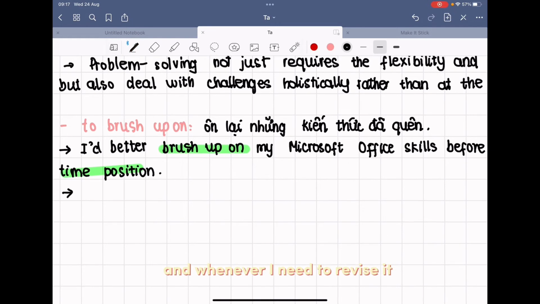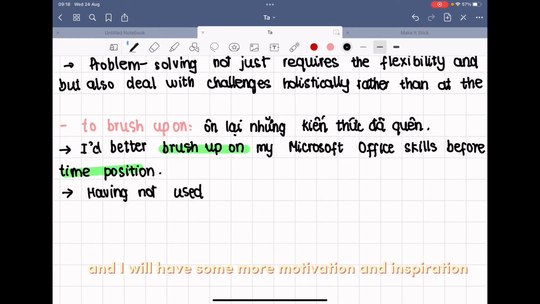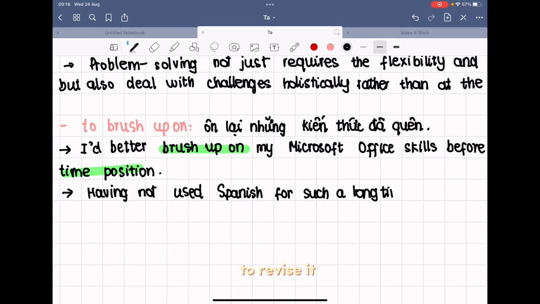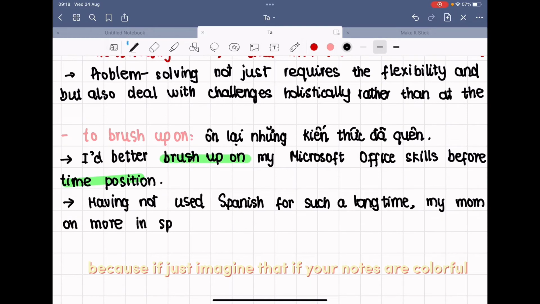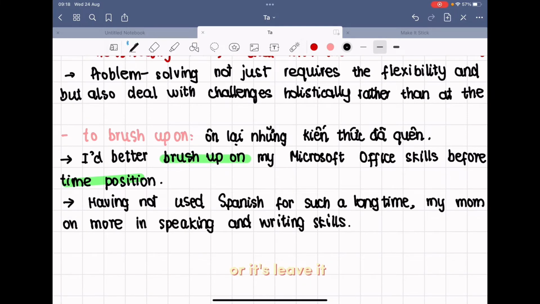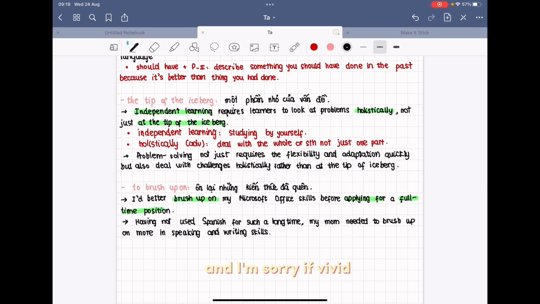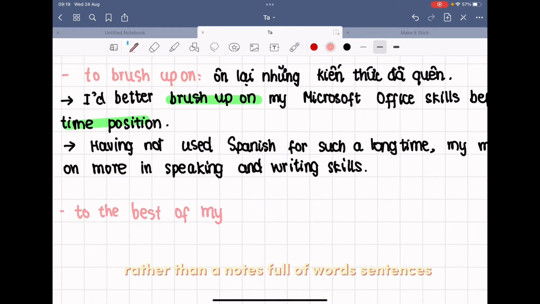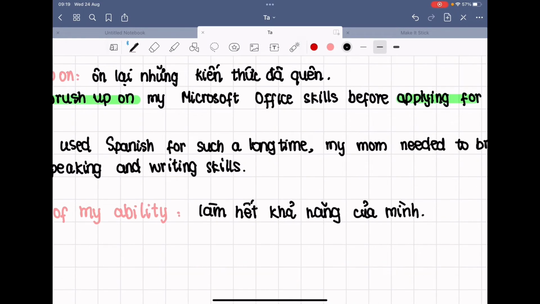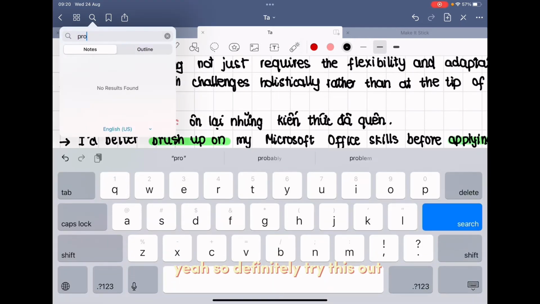And whenever I need to revise, I look at my notes and I have some motivation and inspiration to revise. Just imagine that if your notes are colorful or vivid, you will have more chances to revise them than notes full of words and sentences. Yeah, so definitely try this out.